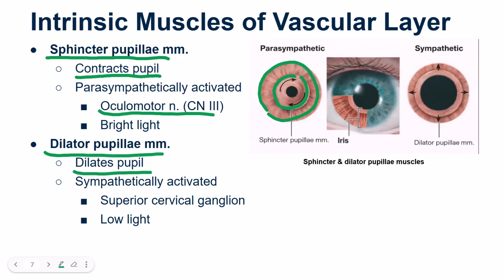This occurs in low light situations or when there is sympathetic activation. Well, the sympathetic activation occurs in low light, but if there is sympathetic arousal, then the pupil will dilate by being pulled in all directions. These fibers are coming from the superior cervical ganglion of the sympathetic trunk or chain.